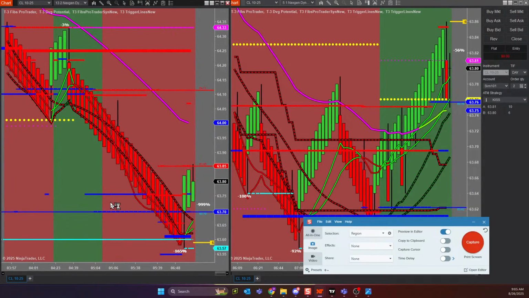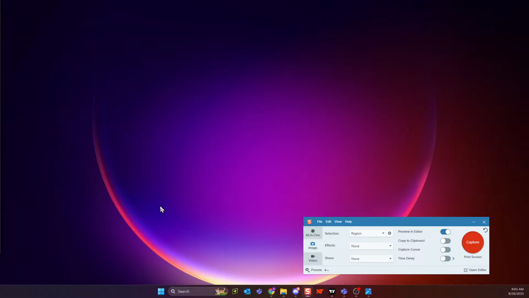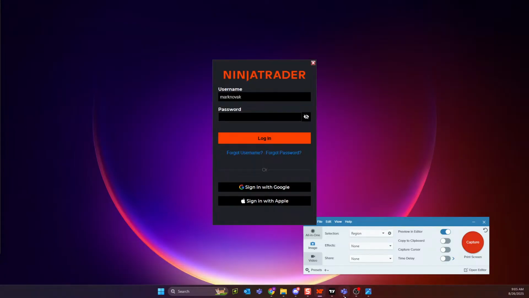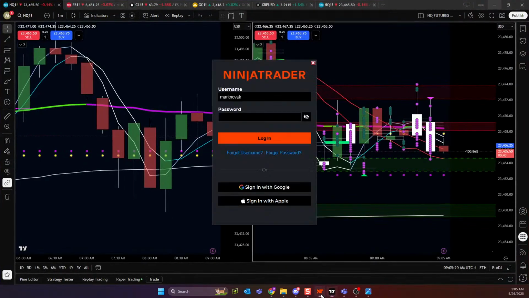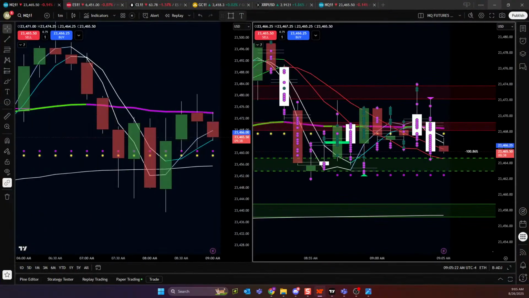I think I'm about to crash it, which is a great segue. NinjaTrader uses dynamic Renko bars, ladies and gentlemen. The second platform that we talk about is going to be TradingView. And TradingView uses minute bars. One is not better than the other. It's just different platforms.